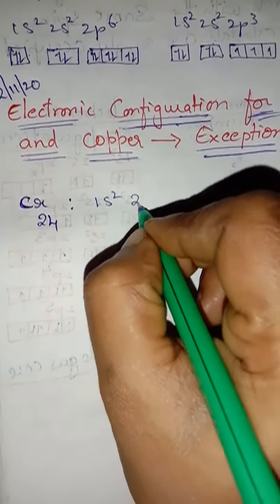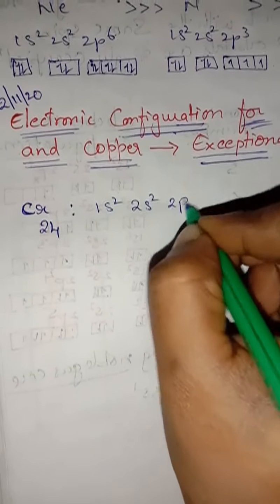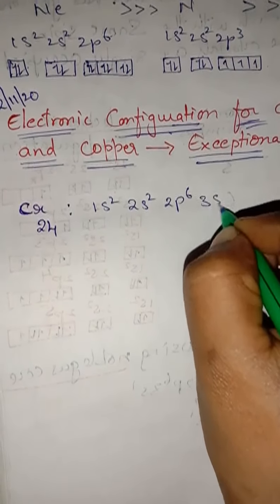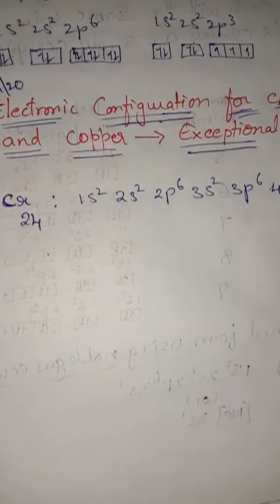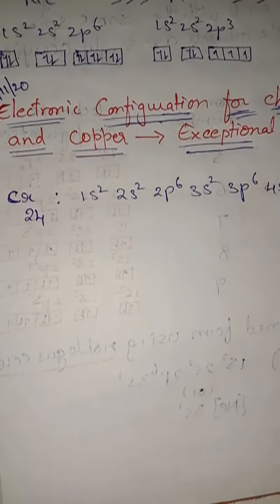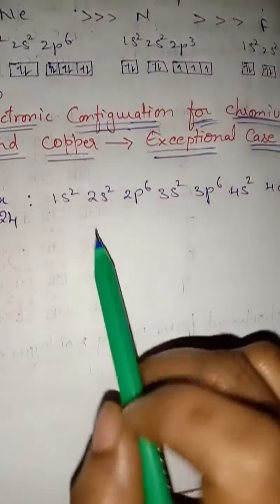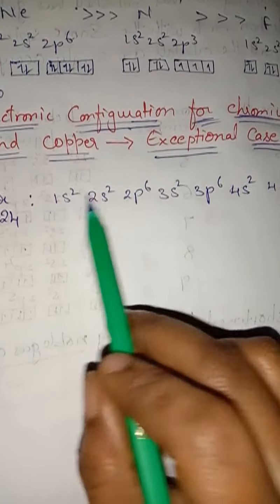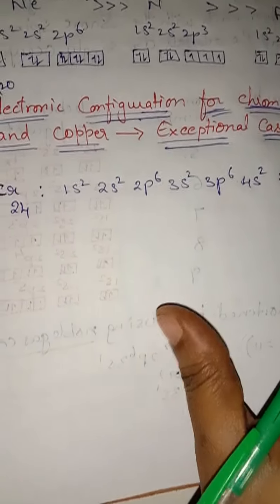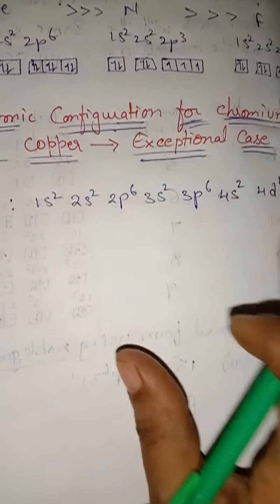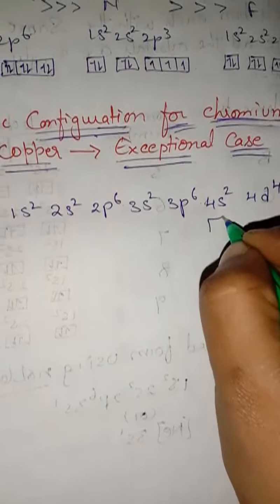1s2, 2s2, 2p6, 3s2, 3p6, 4s2, 3d4, isn't it? So 6 plus 2 plus 2 is 10, then 20, 24. So this is the observed case. Okay, so what we have observed is this one.